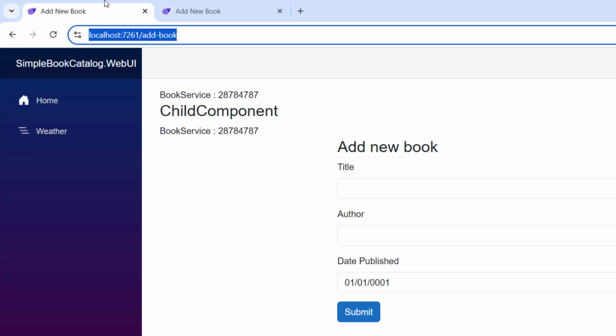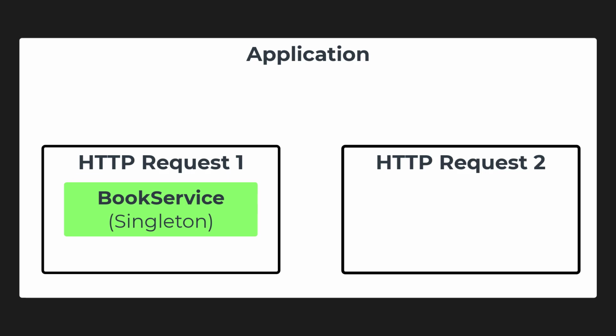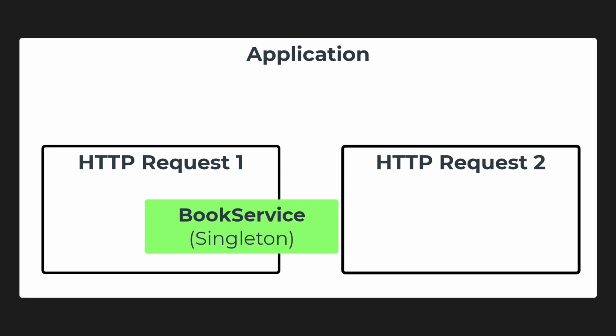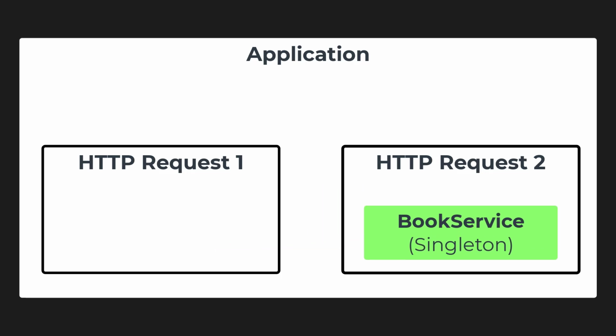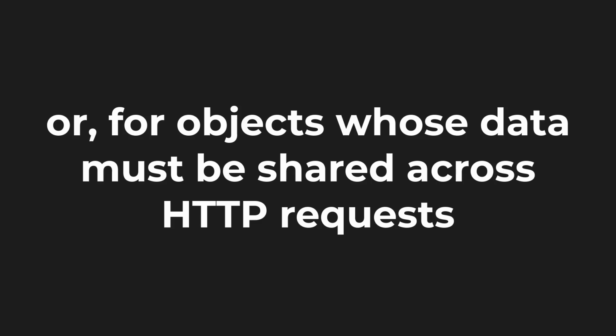So this means that for the entire application, a single instance of BookService is created and reused whenever we specify a dependency of type BookService, and that instance is reused across all HTTP requests as well. The Singleton Lifetime is ideal for objects that are expensive to create or for objects whose data must be shared across HTTP requests.